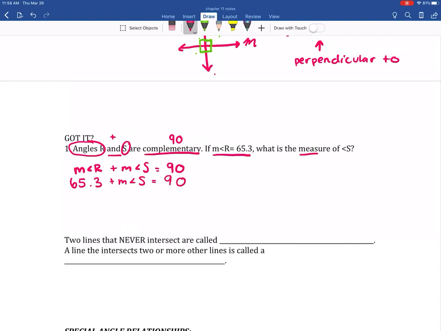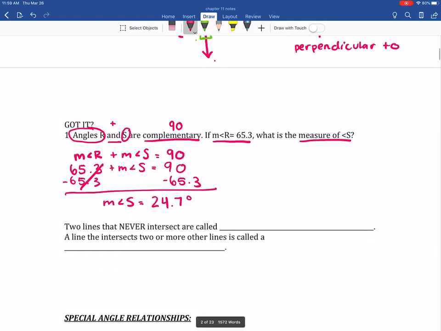And now I can solve for the measure of angle S. I'll just subtract 65.3 from both sides to find that the measure of angle S is 24.7. So some of you will be able to do that in your head, but remember we've got to show our work.